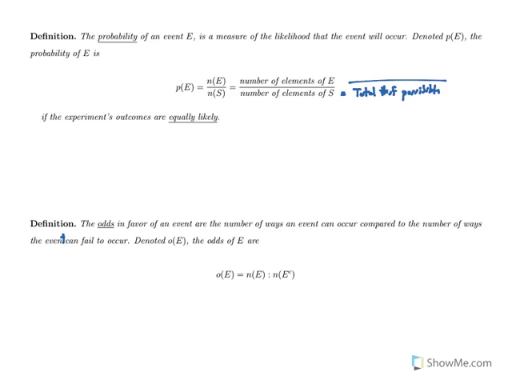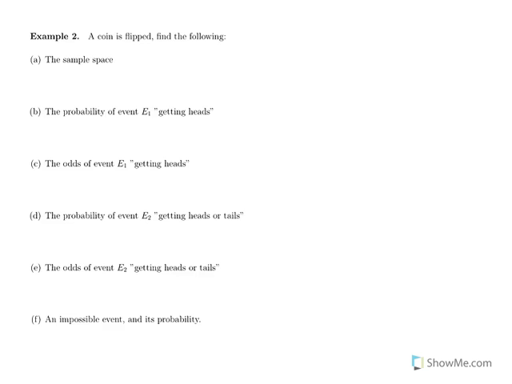So odds and probability are very closely related, and you should be able to translate between probability and odds back and forth. And we'll do that in a little bit. But they are different things, and they do measure different things. So let's look at an example to help with this.